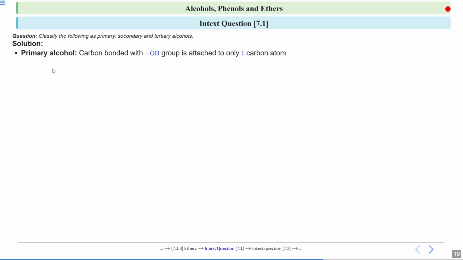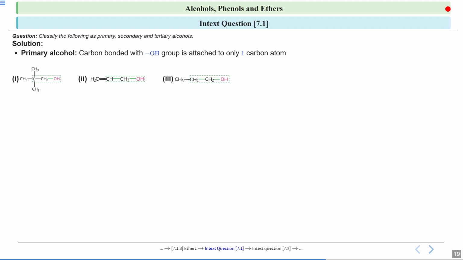So for the primary, secondary, and tertiary classification, let's understand the primary alcohol. A primary alcohol has the carbon bonded with the hydroxyl group attached to only one other carbon atom. Then we will classify that alcohol as a primary alcohol.